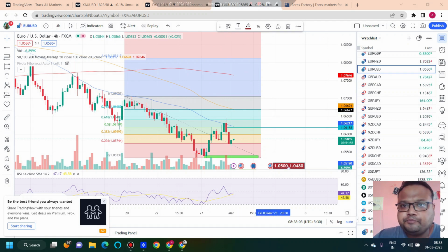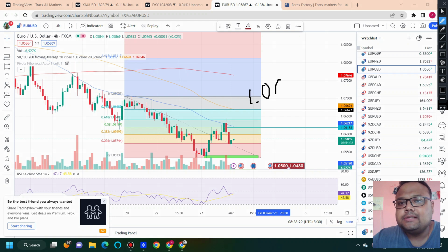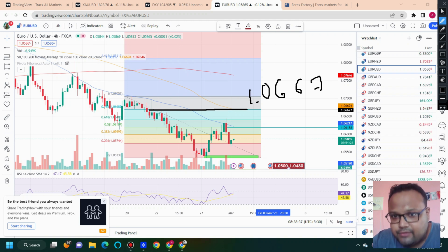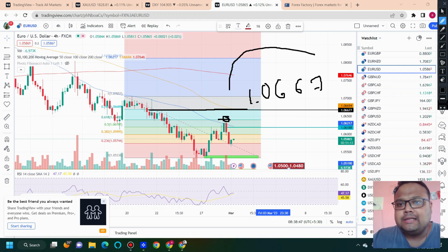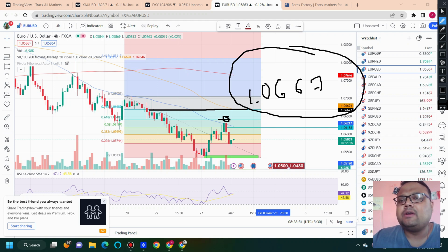Secondly, we have 1.0667. This level here. We also have 1.0650 also. Okay, 1.0650, 1.0645 also. This particular level or the high made by the market. But to be honest, I am not very sure about this high, but I think that this is a better resistance for us to consider. This is a level where we can go for a sell limit also.